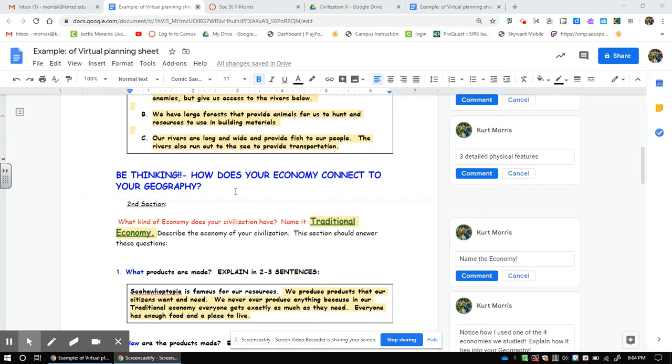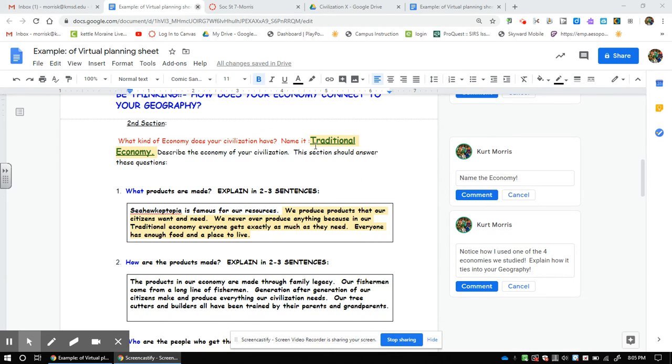All right, so this next part here, we're talking economy. And we talked about four types of economy: traditional, command, mixed, and market. So, how does your economy connect to your geography? Well, look what I did. First of all, name it. Traditional economy is what I'm talking about. As I have over here in my comments, name it. And then here, I say what products are made. I'm not going to name the products, but I'm going to talk about the products that the people need.